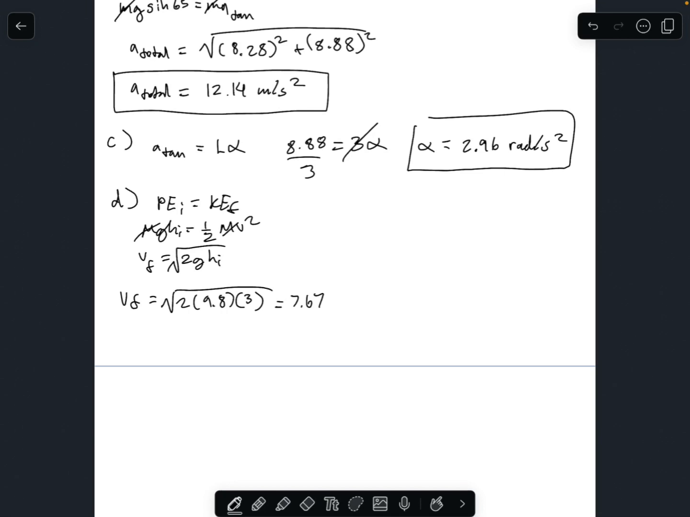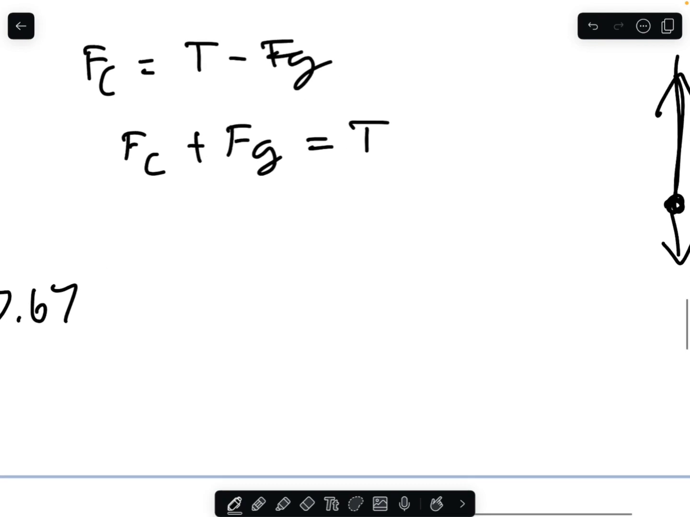From there, I know FC equals mv squared over R. I'm going to plug in the mass, it's a big M, not a small m. That's going to be 1.8 times 7.67 squared over 3. Then I think I need to write the whole general equation. At the lowest point, the string is like that, so there's tension and there's FG. So I'm going to do tension minus FG equals FC. To get tension, T equals FC plus FG. Then I just put everything in.